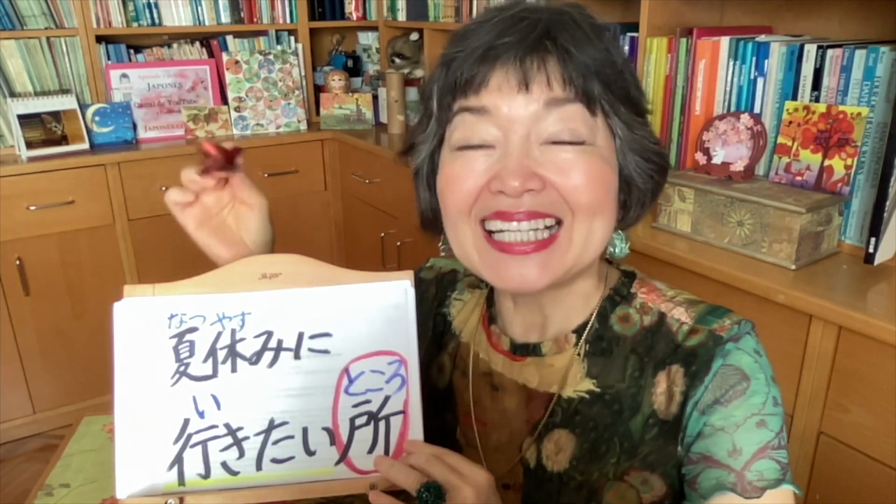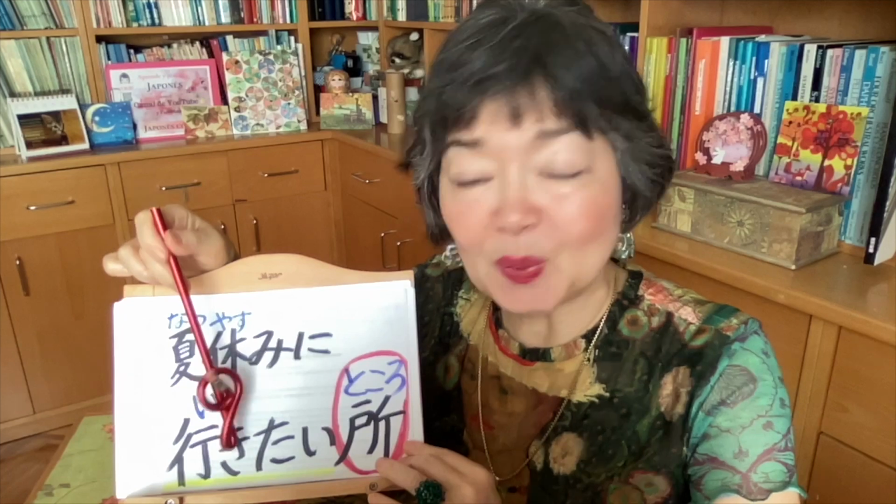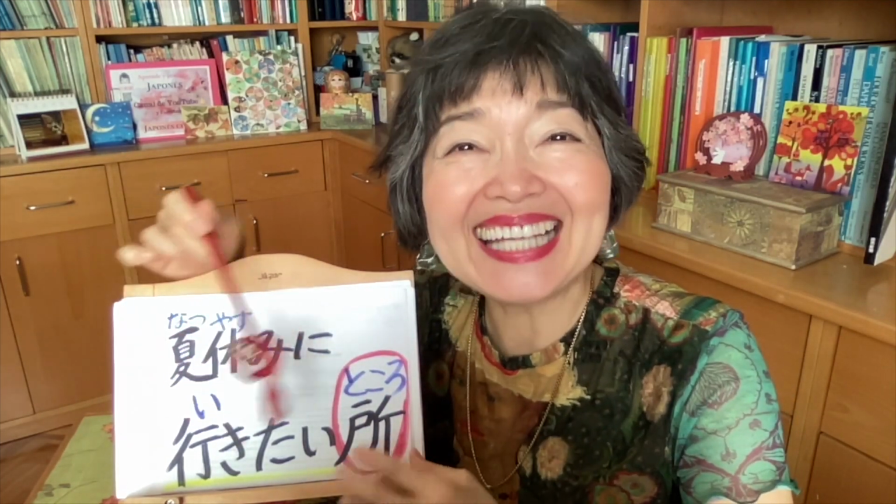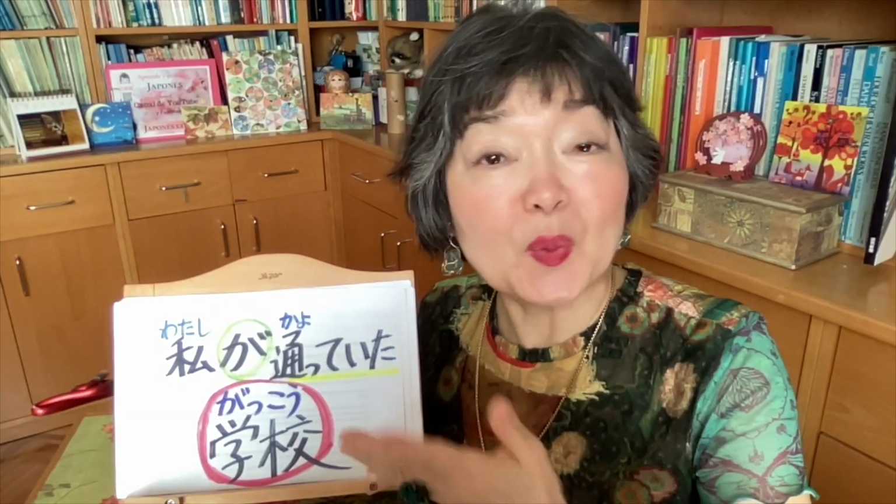I think it's very easy by now, right? The place where I want to go, ところ, the place where I want to go, 行きたいところ. 夏休みに行きたいところ. The school where I went, or the school where I assisted.